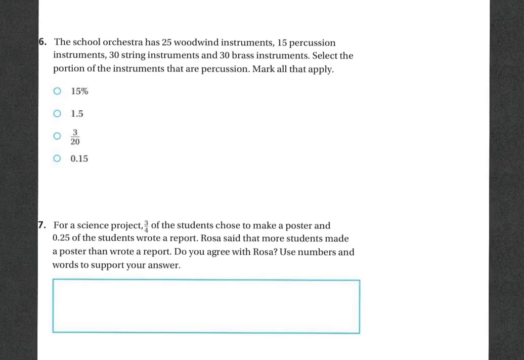The school orchestra has 25 woodwind instruments, 15 percussion instruments. I'm actually going to circle these. 15 percussion instruments and 30 string instruments, 30 brass instruments. Select the portion of instruments that are percussion. Mark all that apply. Well, percussion is 15, right?